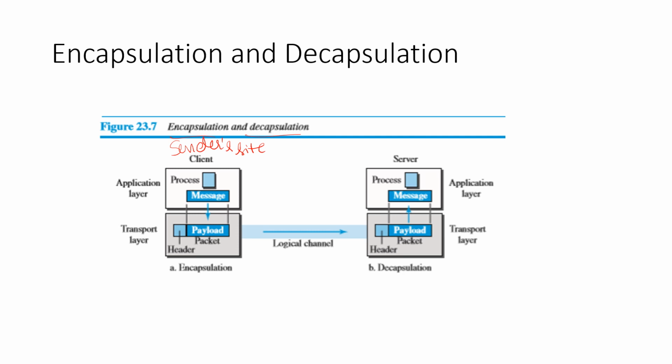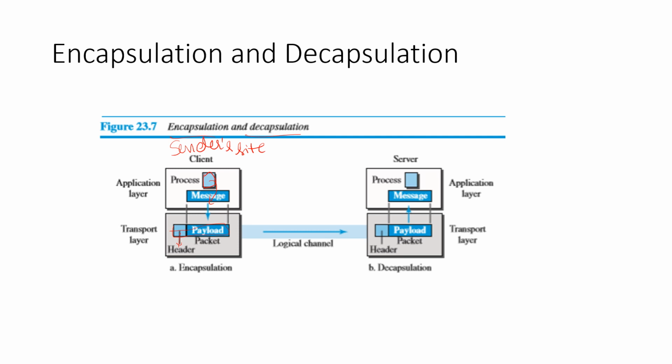When a process, for example at the application layer, has a message to send, it passes the message to the transport layer. When the transport layer receives the message, along with the message it adds a pair of socket addresses, and that is included in the header. The transport layer receives the data and adds the header.